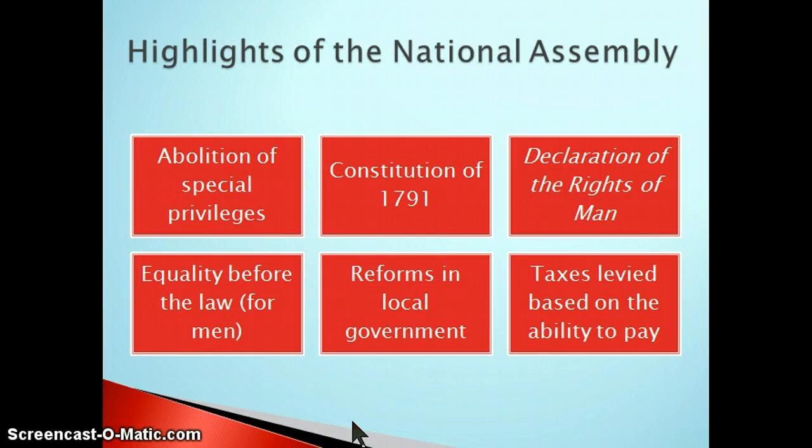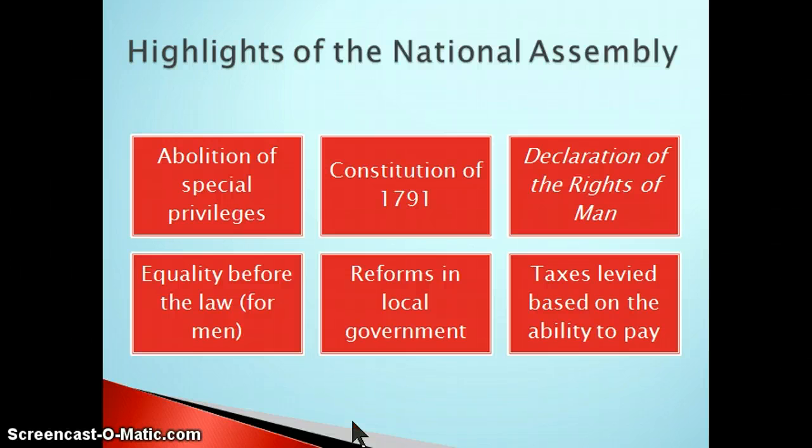Okay, the purpose of this slide is just to give you a little bit of the highlights of the National Assembly. These are going to be covered much deeper later on, but this is just to give you some insight. The National Assembly was responsible for the abolition of special privileges. By special privileges I mean the exemption from taxes, guaranteed church land, etc. They're responsible for the Constitution of 1791. This is a big thing. So get your pencils ready for next time because there's going to be a lot of notes on that.